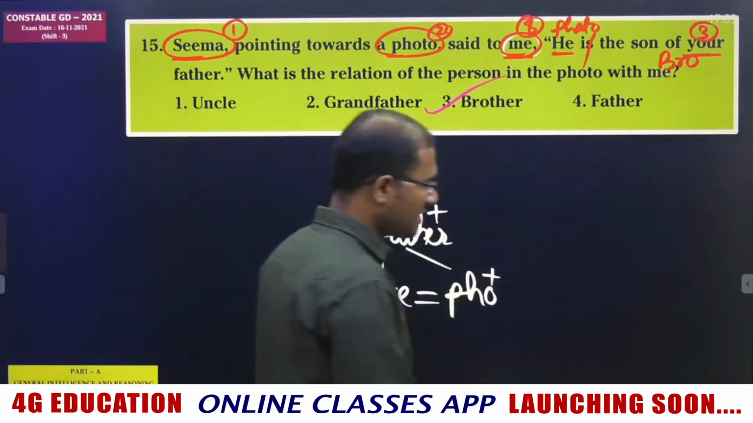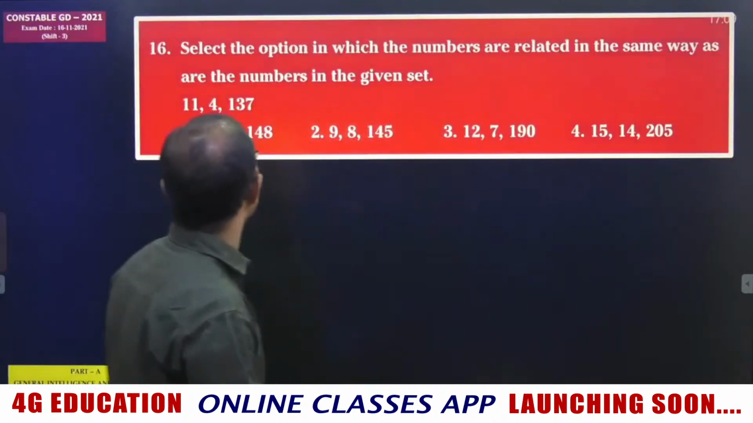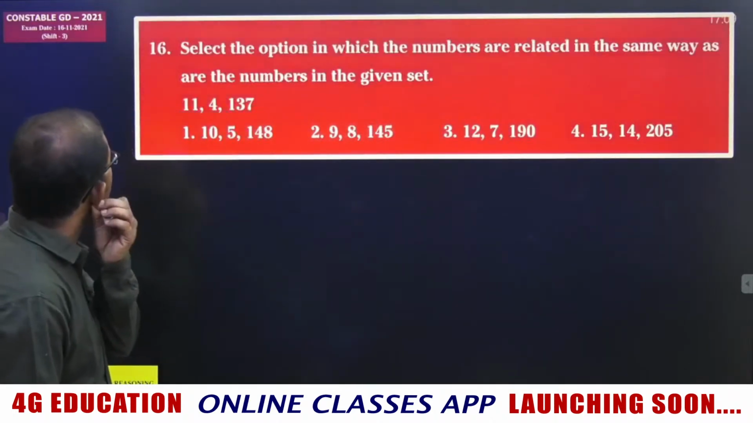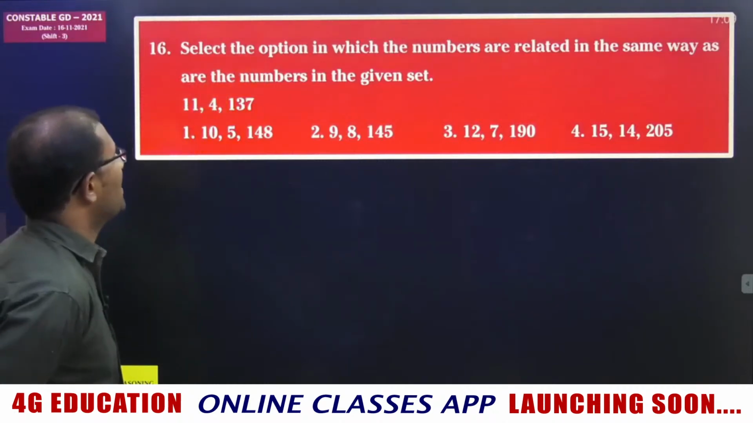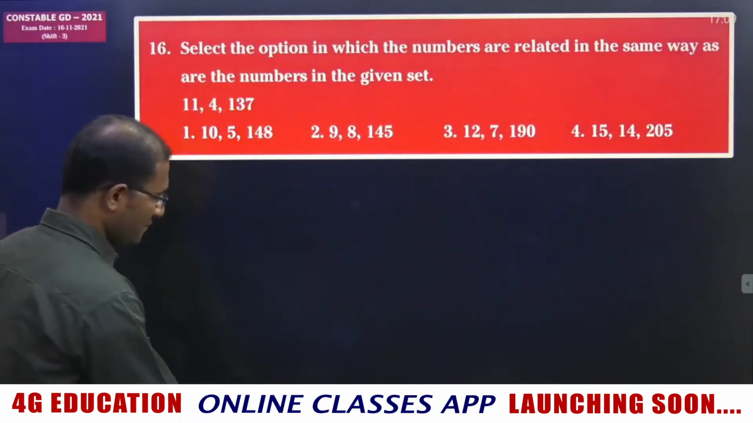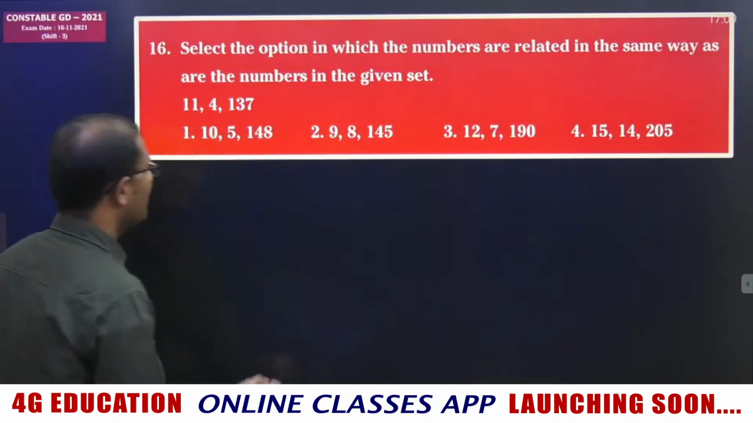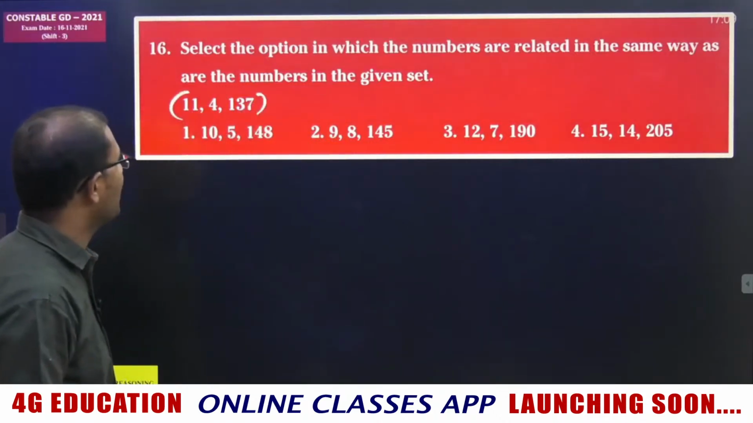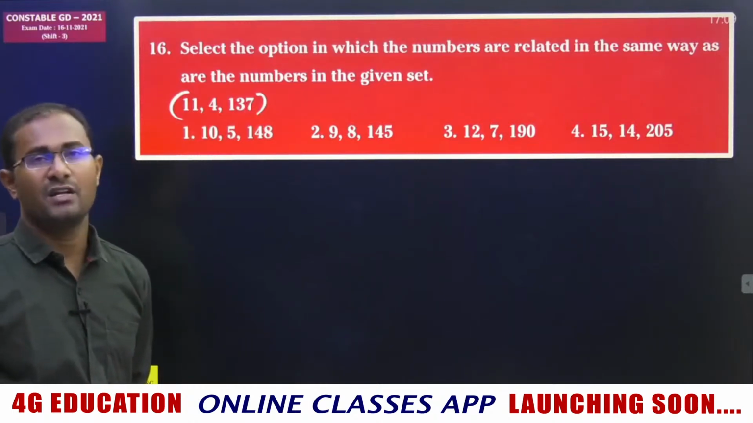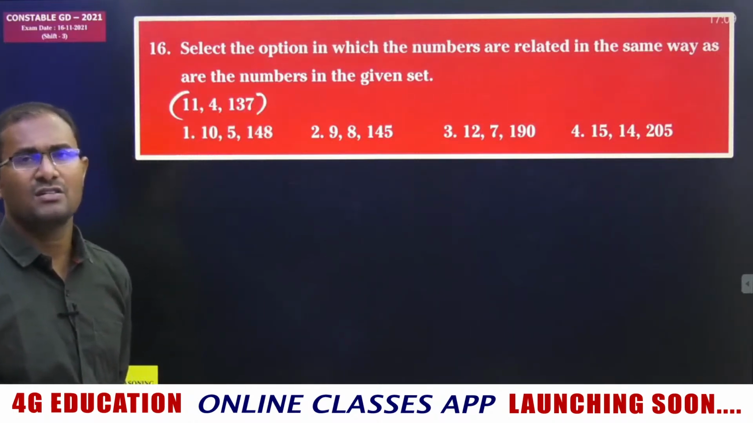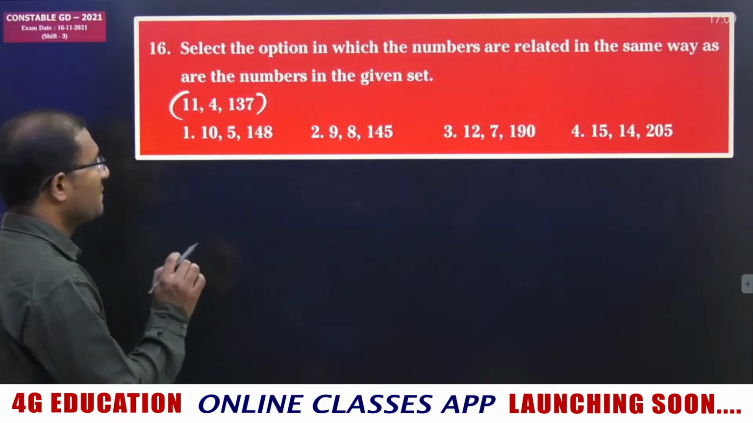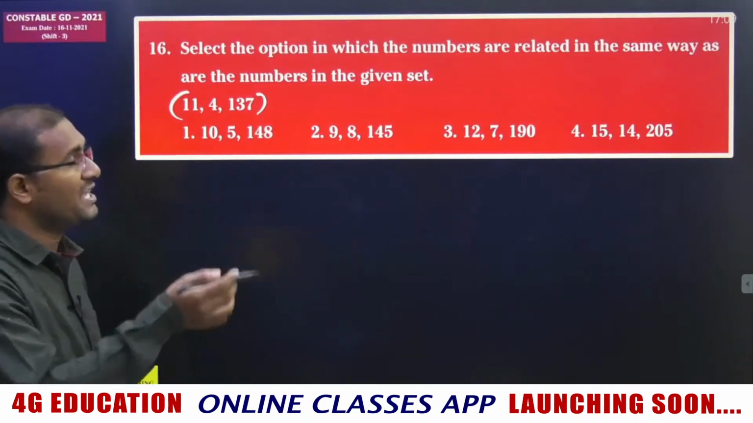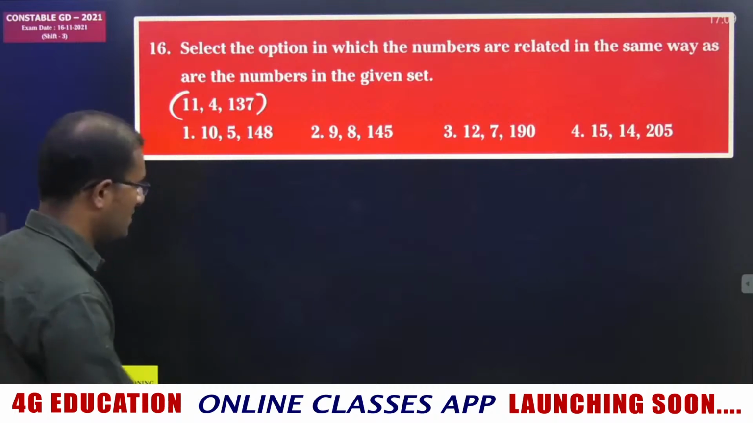Now let us move on to the next question. Next question, 16th question. So what is the 16th question they have given us? Sets related. Again from analogy, one more question is given, but this time it is set type. 3 numbers are given. Among these 3 numbers, there is one relation. We have to understand the relation, and the same relation we have to cross check in the options.